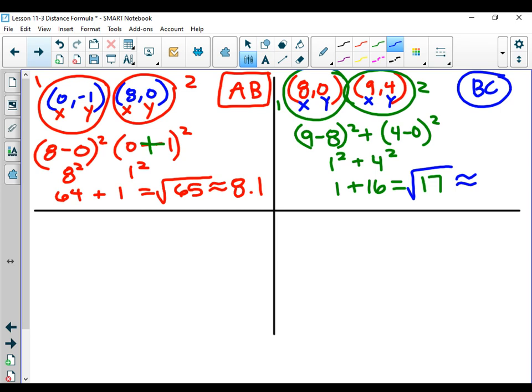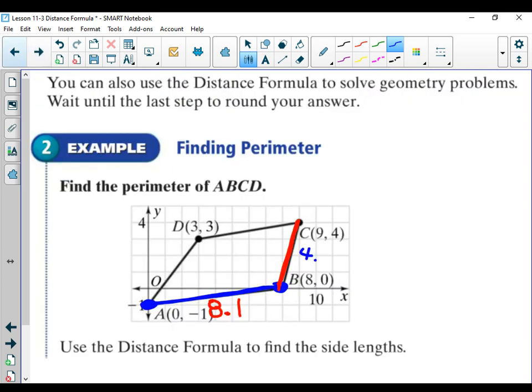If we would have done it with 9, 4 as 1 and 8, 0 as 2, would it still have gotten the same thing? Yes. Bryn, 4.1, thank you. So before 2 minutes ago, we would have just put 4. The calculator helps us be a little bit more exact. So from B to C is 4.1. Next box, C to D. That's why I like going in order. 9, 4, 3, 3.